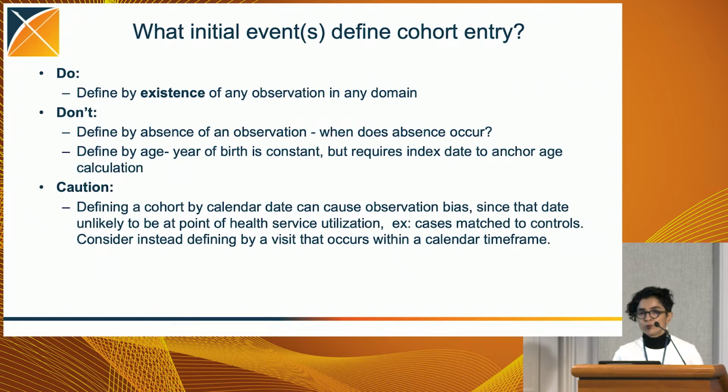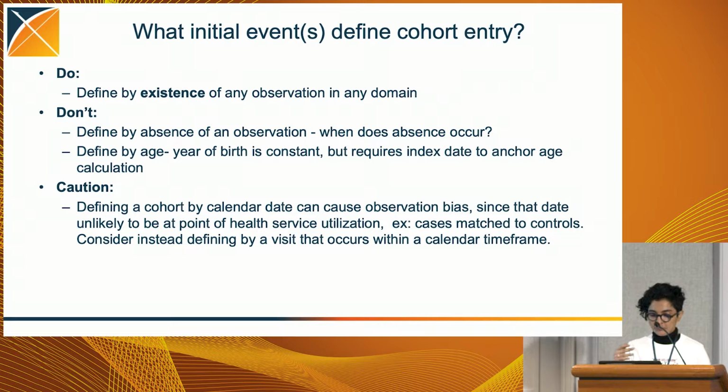What's very important to note is that we want to define cohorts by existence of an observation, what we can see. We know that, like, lack of hypertension, what does that mean? Did it happen? Did it not happen? Because I can see a snapshot, right? So always define your cohort by existence of an observation.